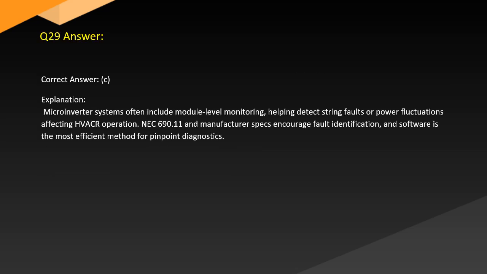Answer. Correct answer: C. Explanation. Microinverter systems often include module-level monitoring, helping detect string faults or power fluctuations affecting HVACR operation. NEC 690.11 and manufacturer specs encourage fault identification, and software is the most efficient method for pinpoint diagnostics.